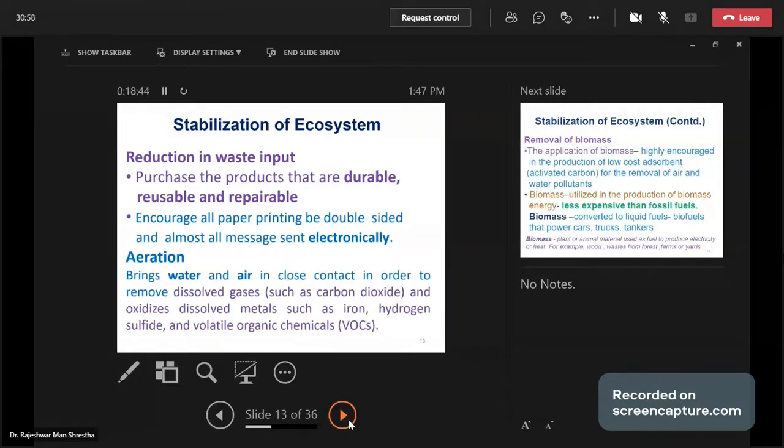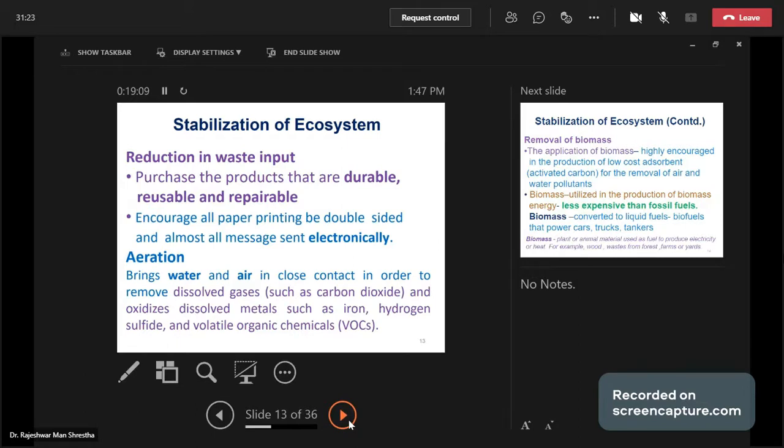When you print any message, double-sided printing should be done, and all the messages should be seen. That will reduce the production of waste, and when waste production is less, then we can stabilize the ecosystem.